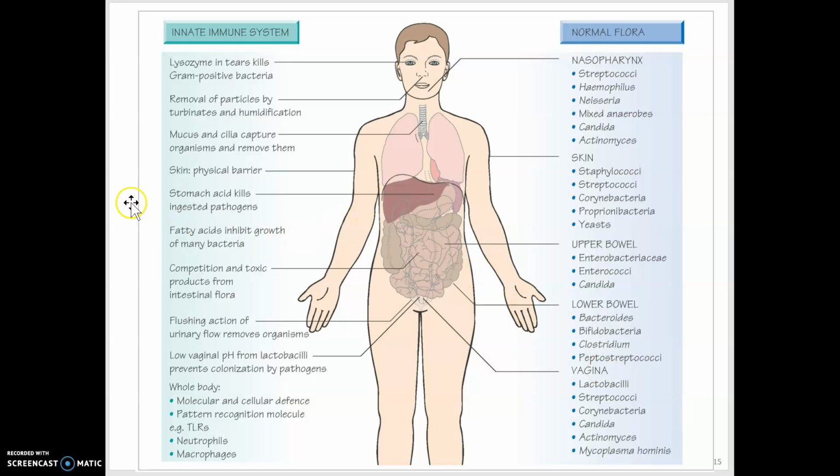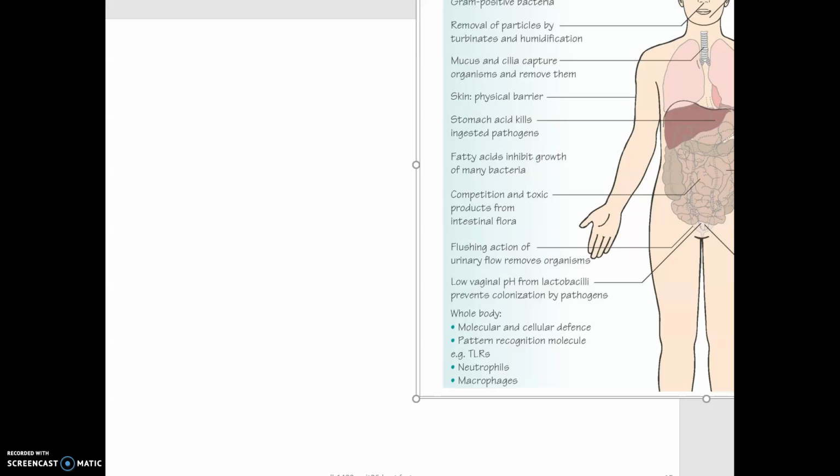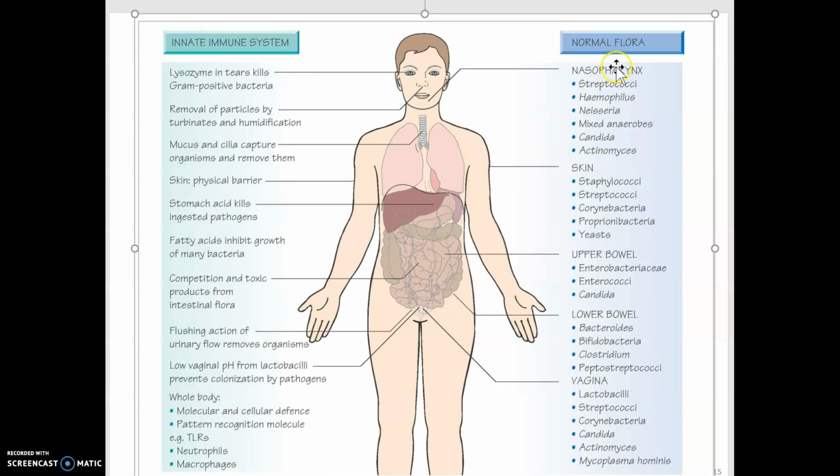Now, this is another great slide that gives a bit of a summary of our innate immune system. So on this side here, we get a list of different parts of our innate immune system. Whoops, sorry about that. There we go. And on this side over here, we see different species of bacteria that represent our normal flora and where they can live on and in the body. So it's a comparison between our normal innate immune system and then our symbiotic bacterial species that live on different parts of our body.